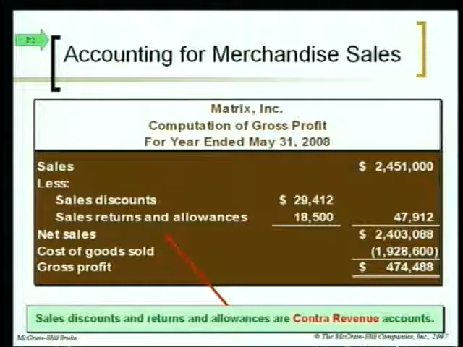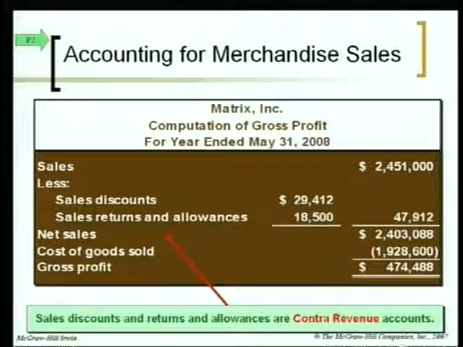Accounting for merchandise sales. Now, here you have a partial income statement for Matrix Inc. And you have their sales. Now, as a reminder, sales is what we call the revenue account for a merchandiser. It's an income statement account, of course, has a credit balance. But they show us what the difference is between sales and net sales, because we're going to learn about something called sales discounts and sales returns and allowances.